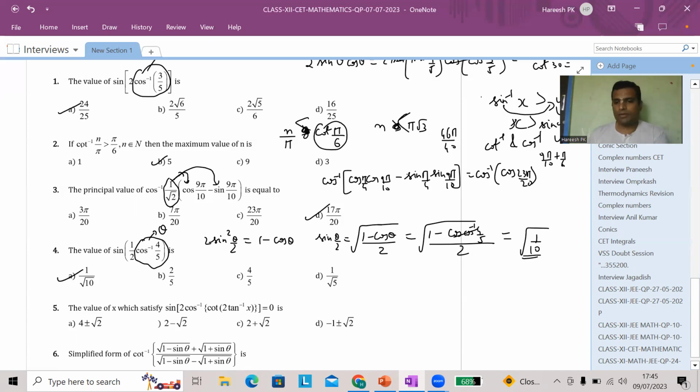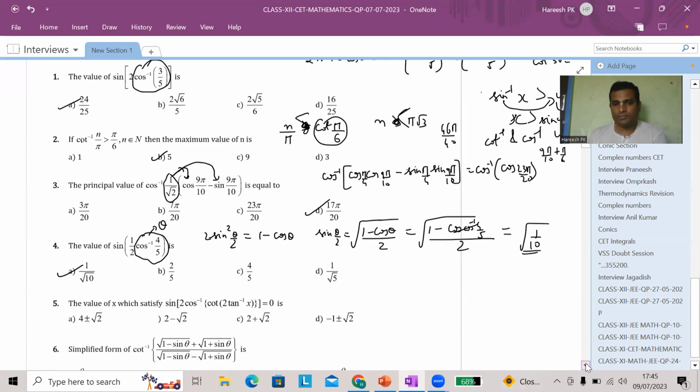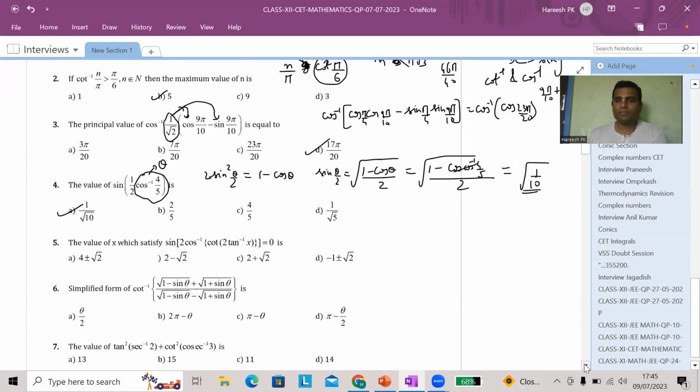This is again an easy one. Let's move to the next one. Fifth question. Whenever you have inverse trigonometric functions with an equal to sign, just try to pull all the functions to the RHS so that on the LHS you're only left with x. So what do we do here?